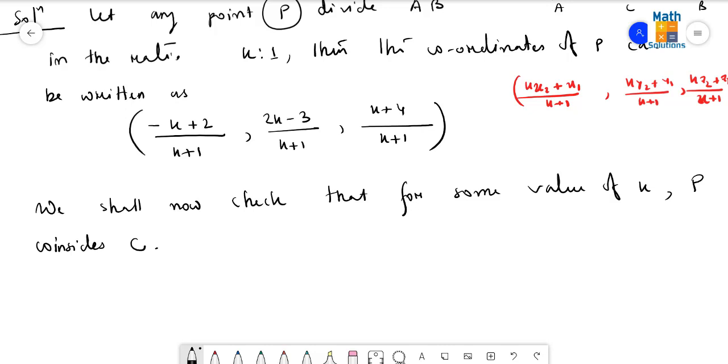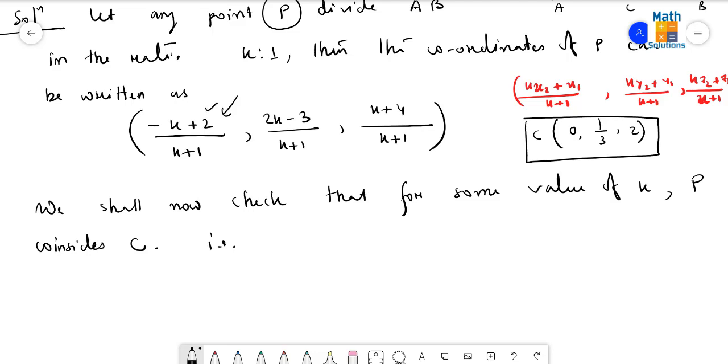That is, let us pick up the x coordinate. We shall consider again the coordinates of C are 0, 1/3 and then 2. This is point C. So we shall now consider that P is coinciding with C. So of course this x coordinate will be equal to this x coordinate. That means (-k + 2)/(k + 1) is equal to 0. So we shall be getting -k + 2 equals 0, which will further give us k equals 2.